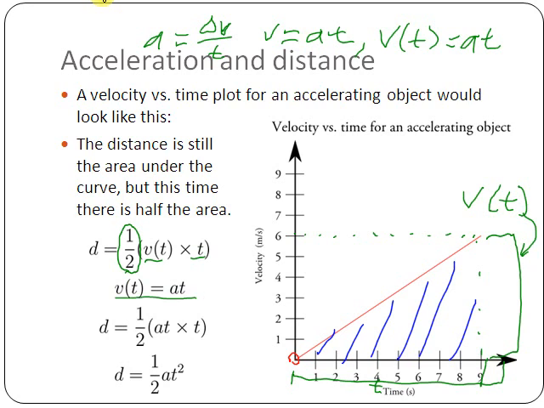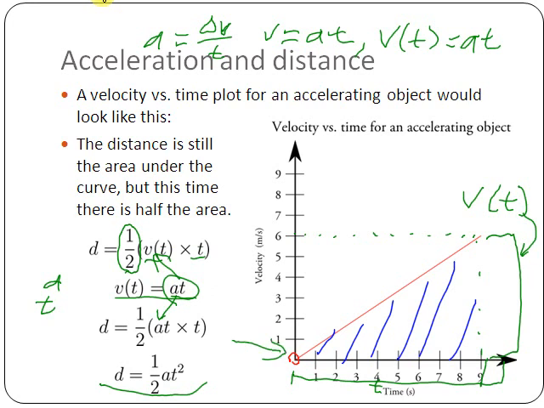So let's take that at, plug it in for v of t, and so we end up with distance is equal to 1/2 times at times t. At times t is at squared, and so we have a distance equation here: for an accelerating object, the distance it travels is equal to 1/2 at squared, 1/2 the acceleration times the time squared. And this works great if I have an object that is accelerating at a constant acceleration a for some time t, and it has an initial velocity of 0.